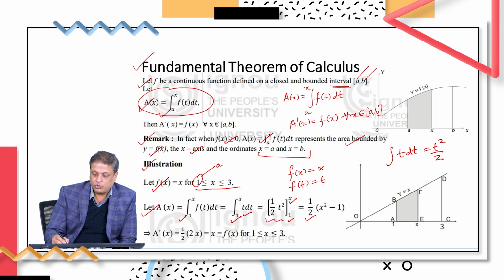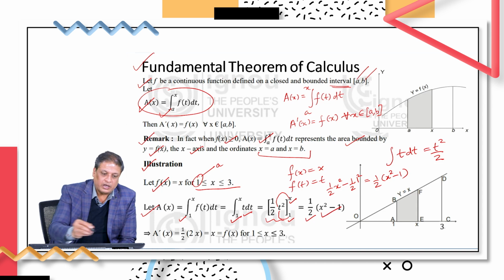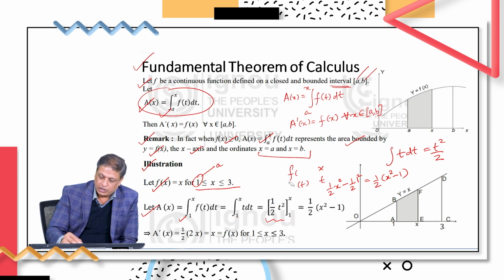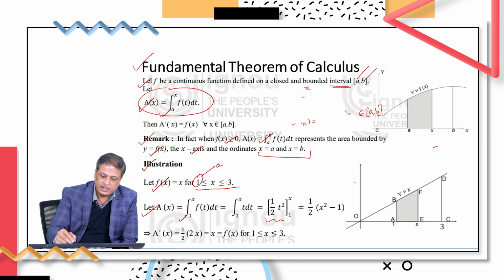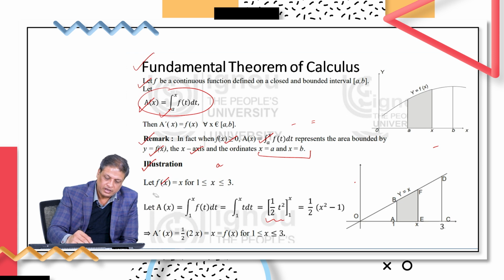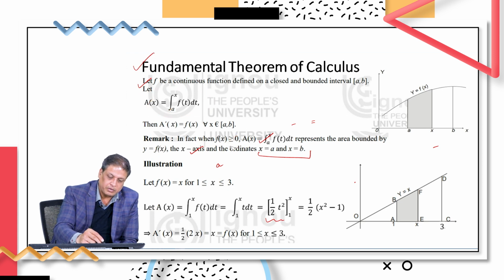which is nothing but 1 upon 2 (x square minus 1), substituting x in place of t and substituting 1 in place of t, you will get 1 by 2 x square minus 1 by 2 into 1 square. So, this is nothing but 1 by 2 (x square minus 1). So, now we got A(x) is equal to 1 by 2 (x square minus 1). So, what the theorem says, if A(x) is equal to the integral of a to x f(x) dx, then the derivative of A is nothing but f(x). Now, let us check whether this statement is true or not.